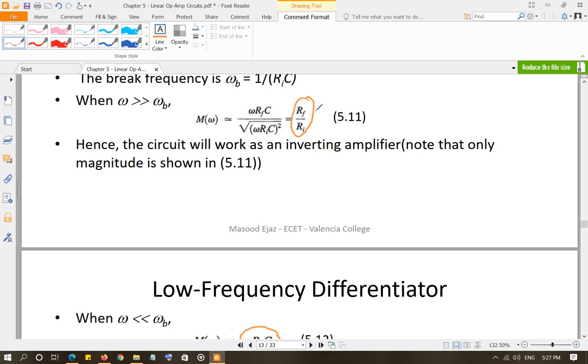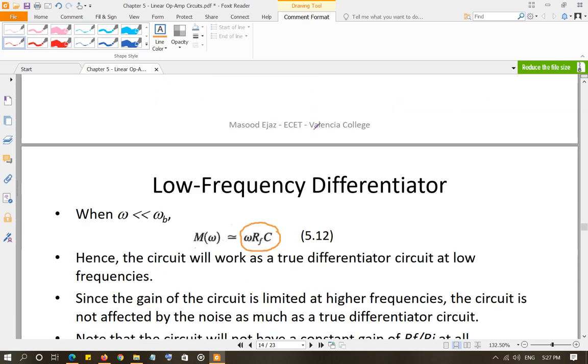It's simply an inverting amplifier, RF over R input. Now when the frequency is low, it's going to be working as the true differentiator circuit. The gain of the amplifier, or the transfer function gain, is omega RFC. So your output is going to be omega RFC times the input. And if omega is small, of course, the output for stray frequencies, stray noise voltages, is not going to be that high at the output.